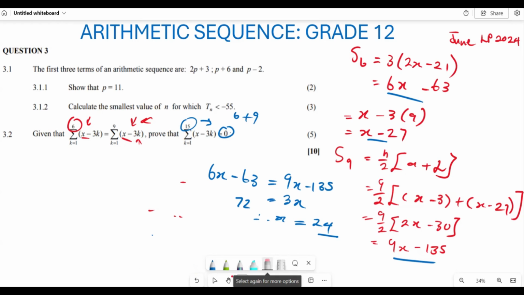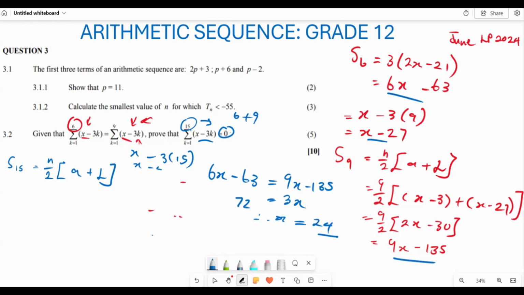Let's see. Now, what is it then that you're going to do now from here? You're going to look at sum of 15. Luckily, remember now we found out what is our x, right? So we are going to say, look, S of 15, isn't that same as n over 2 into, we say a plus l, right? Can you find the last term of this? Yes, because remember this is still given by the same formula. We can just say x subtract 3 into 15, right? And then this is x subtract what? This is x subtract 45, right?